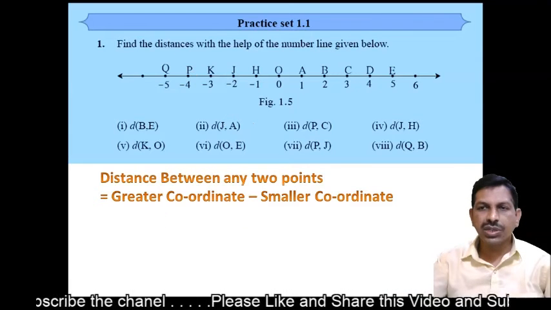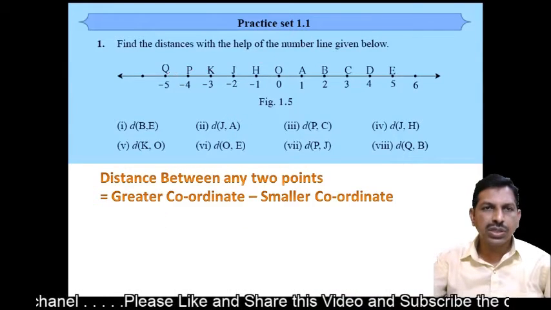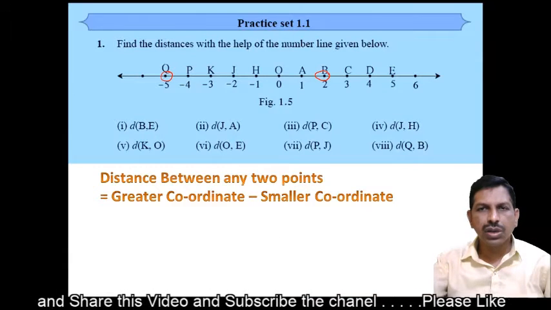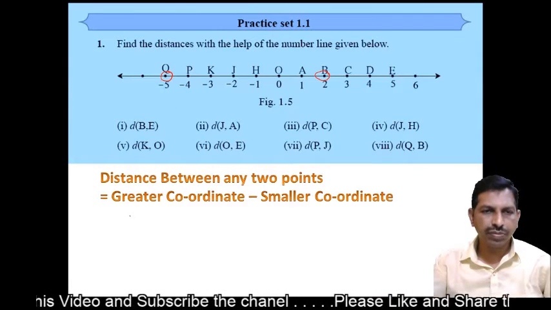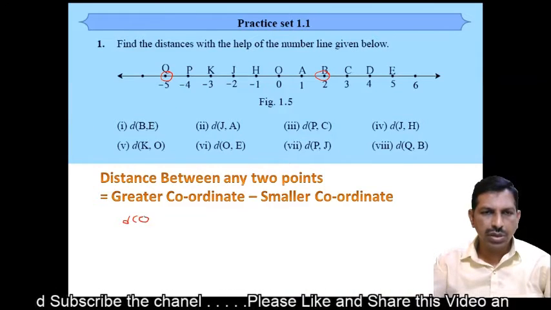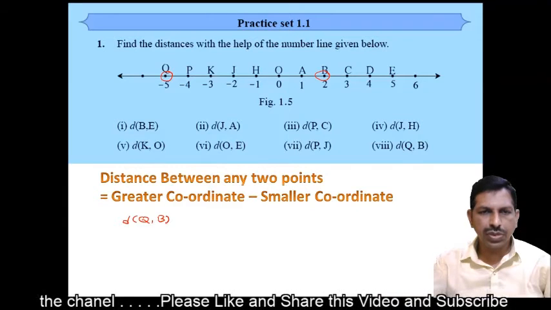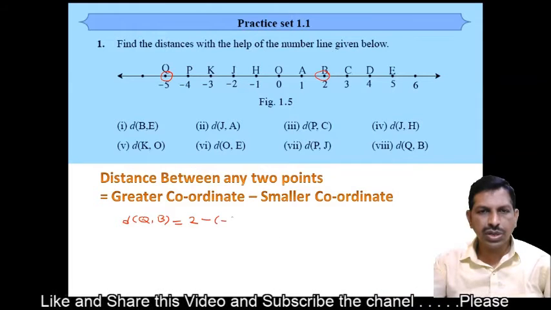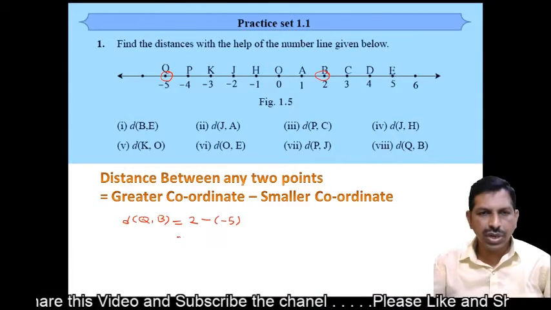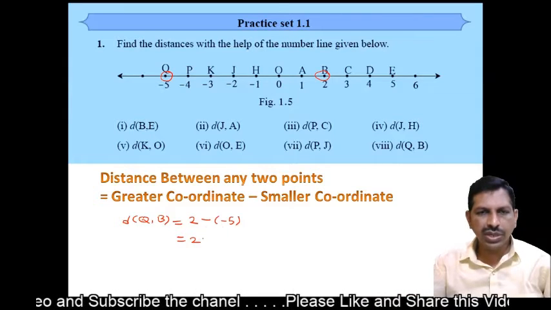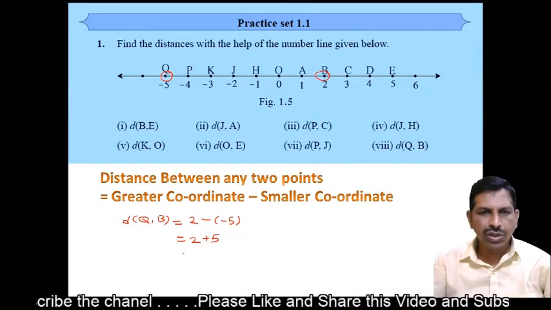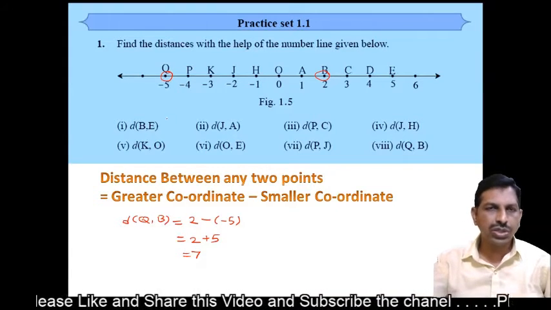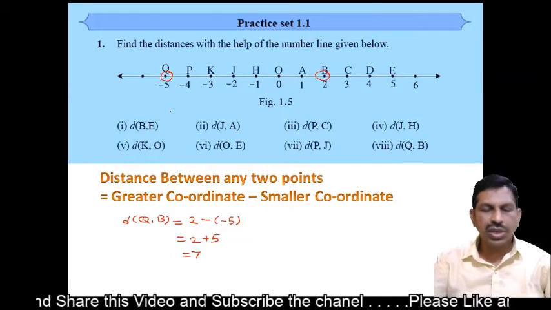And the last example is distance of QB. This is point Q and this is point B. Distance of QB is equal to greater coordinate 2 minus smaller coordinate, which is negative 5. So that is equal to 2 minus of minus 5, which is plus 5, that is equal to 7. So the distance between these 2 points is 7 units. So this is how we can find the distance between any 2 points.